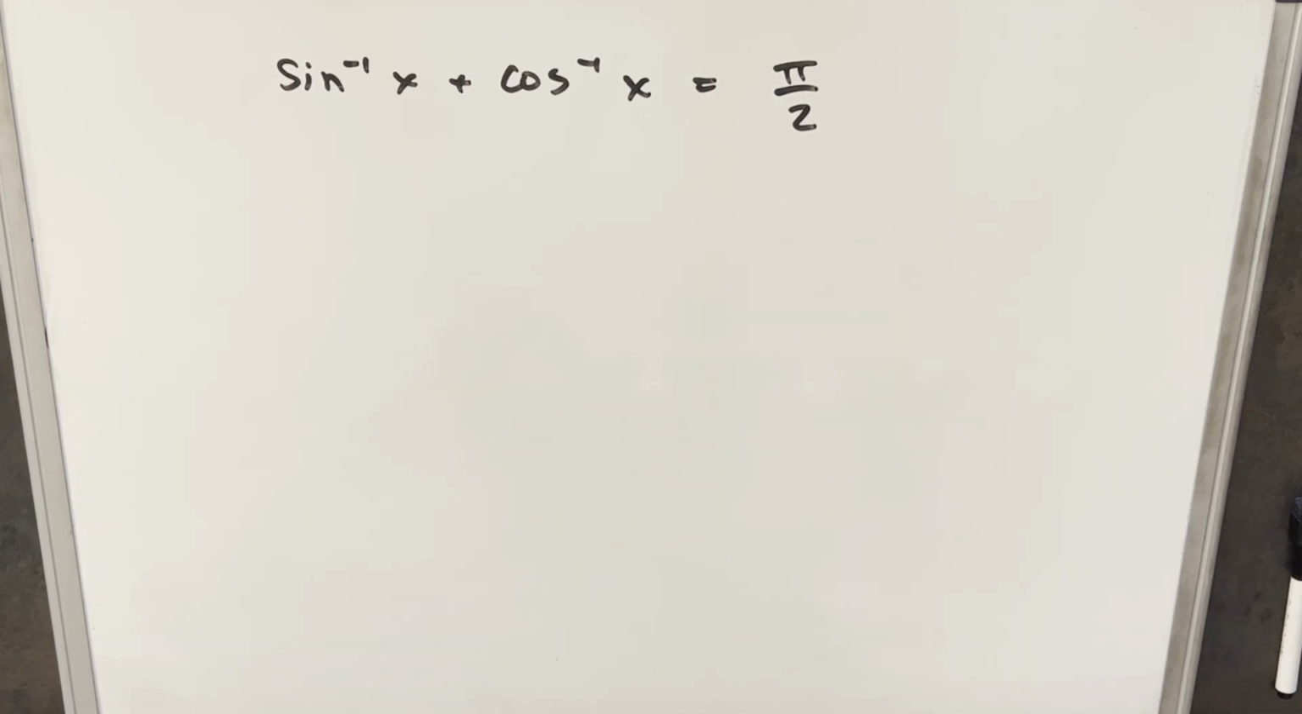Hey, we have a quick trig identity on the board. We've got arc sine of x plus arc cosine of x equals pi over 2. I just want to show that this identity is true.